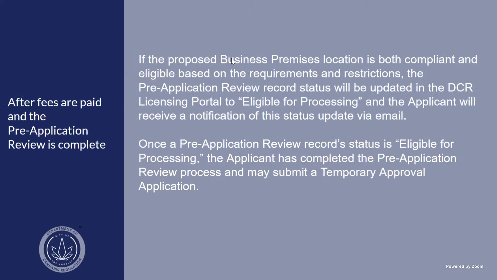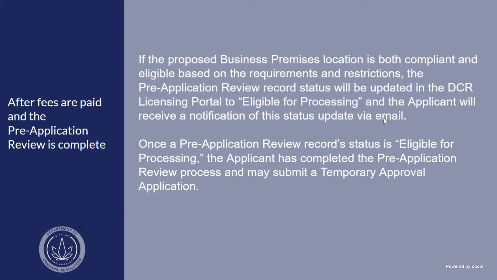If the proposed business premises is compliant and eligible, we workflow it to a status of eligible for processing, which then allows the applicant to submit an application. Right now, we're allowing folks to submit temporary approval applications. Beginning on May 1st, we'll be allowing folks to submit annual applications. And the requirements and documents for both are going to be a little bit different, and we'll cover that in Module 2 and Module 4.